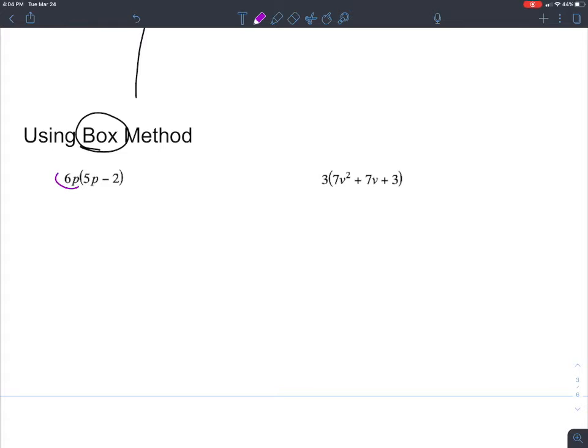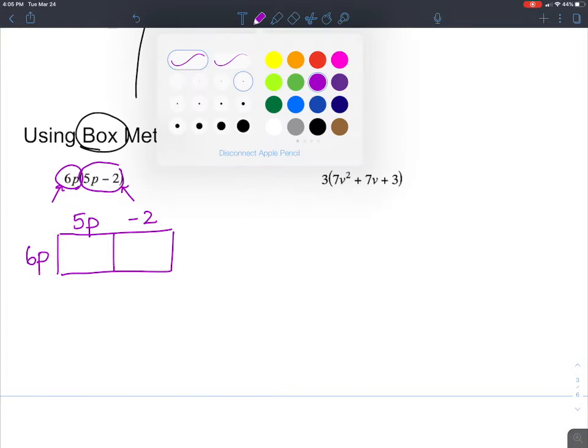So, one length of our box is the first value that's being multiplied, or the first polynomial. And then the other side of the box is the length of the other polynomial. So we have a monomial, one term, multiplied by 2 terms. So I'm going to create a box that is 1 by 2. So 6p, and then 5p minus 2.